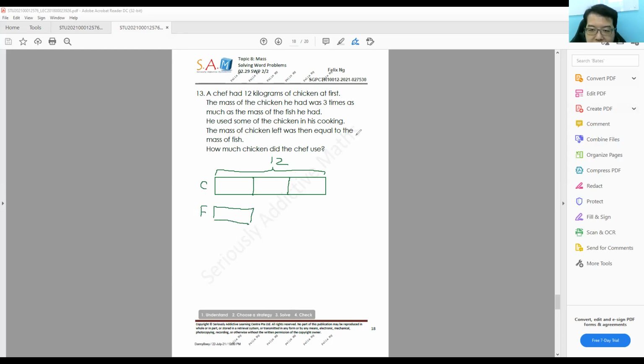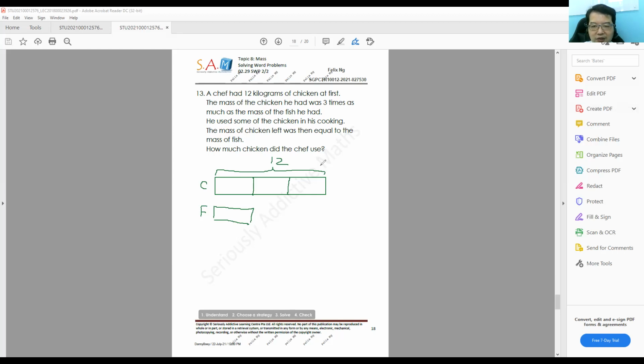Okay. He used some of the chicken in his cooking, and the mass of chicken left was then equal to the mass of fish. So what happened here? He used some of the chicken for cooking, right? And the mass of chicken left was then equal to the mass of fish. Did he use any fish? He didn't, right? He didn't use any fish.